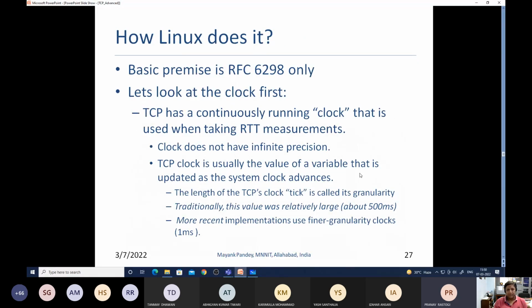Now, how does Linux do it? The basic premise is RFC 6298 only. Fine. Now, everybody should be very, very careful when I'm teaching this. TCP has a continuously running clock that is used when taking RTT measurements. Let's look at the clock first. Clock does not have infinite precision, that we know. The TCP clock is usually the value of a variable that is updated as the system clock advances. The length of TCP's clock tick is called its granularity. Traditionally, this value was quite large, about 500 milliseconds, but most recent implementations use finer granularity clocks of 1 millisecond.